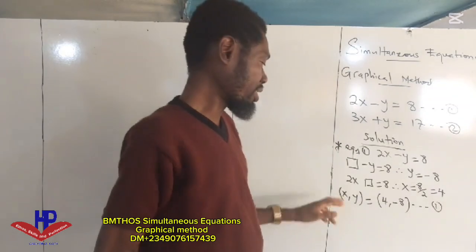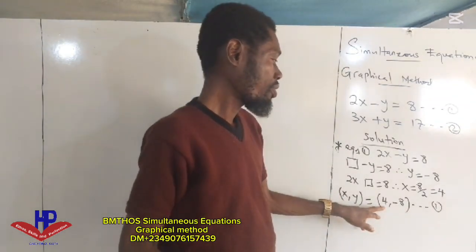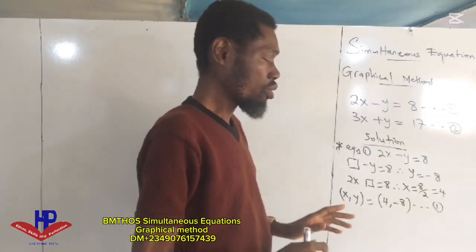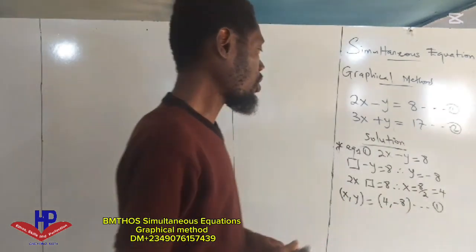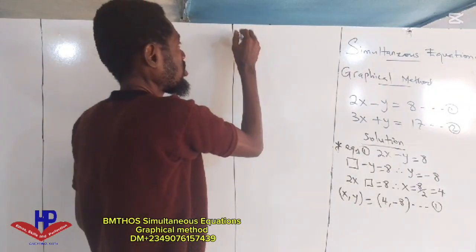Your coordinates are always x and y. X comes before the y. So we have 4 for x and minus 8 for y. We are done with equation 1. So we'll now go to equation 2 and also find the coordinates of equation 2.